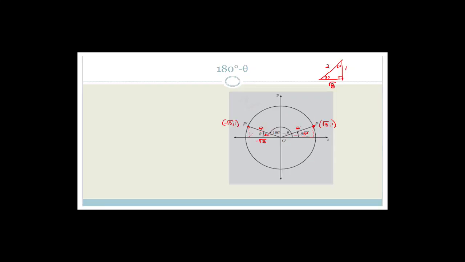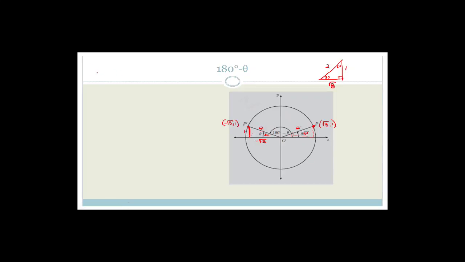So what am I trying to say about this? What am I getting to? Okay, so if this is theta and that is theta, do you agree the whole of that angle there is 180 minus theta? So in other words, these values that I'm giving you, 2, minus root 3 and 1, are exactly the same as if I was working with 180 minus theta. That's the same thing, okay? So therefore, these values here, 2, 1, and minus root 3, are actually for 180 minus theta.